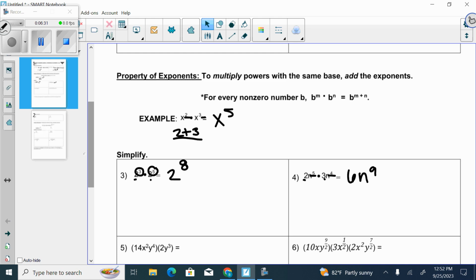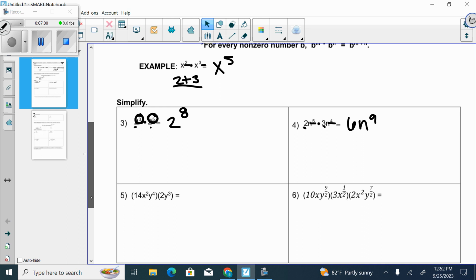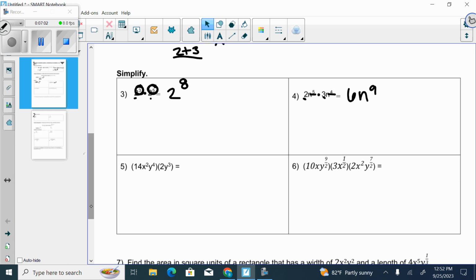Here, does 2 have an exponent? I don't see an exponent with the 2. Right? That's why we multiply, no exponents. So whenever you are using your adding rule, it has to be something that has one of these exponents up here. But this 2 and this 3 did not have an exponent, so I multiply them like normal. Okay? All right. Let's look here at number 5.